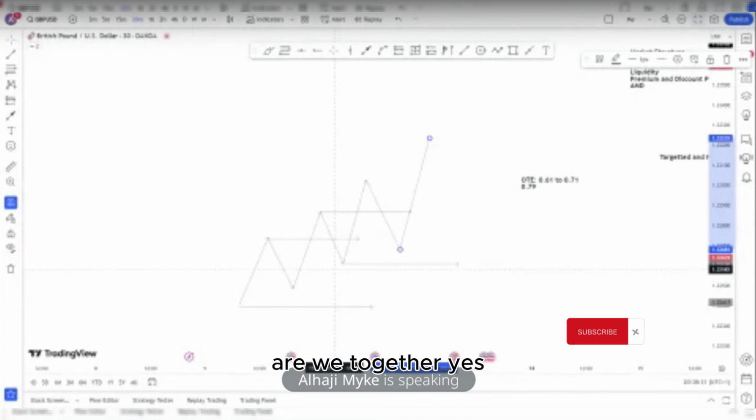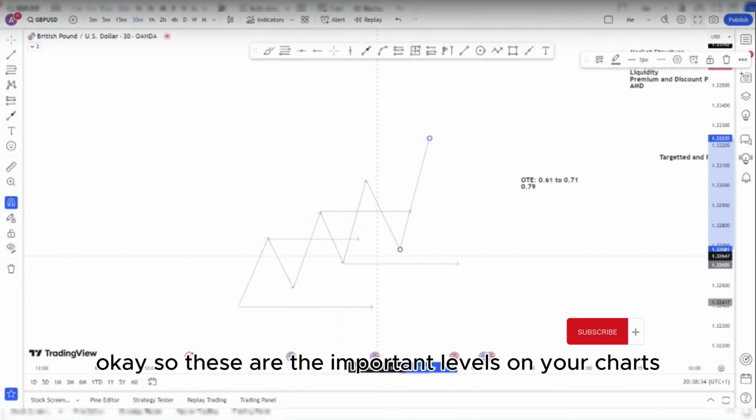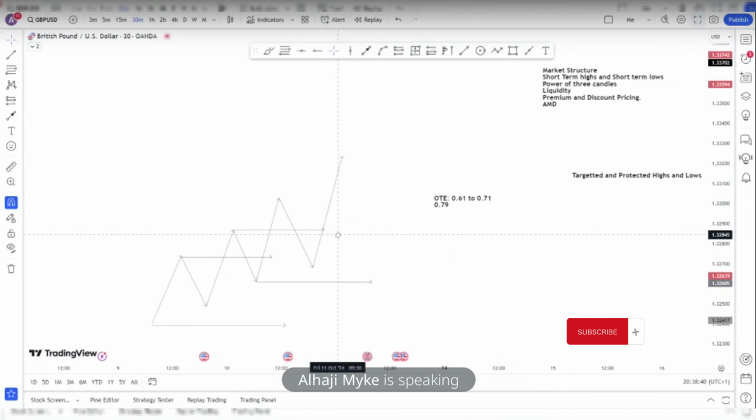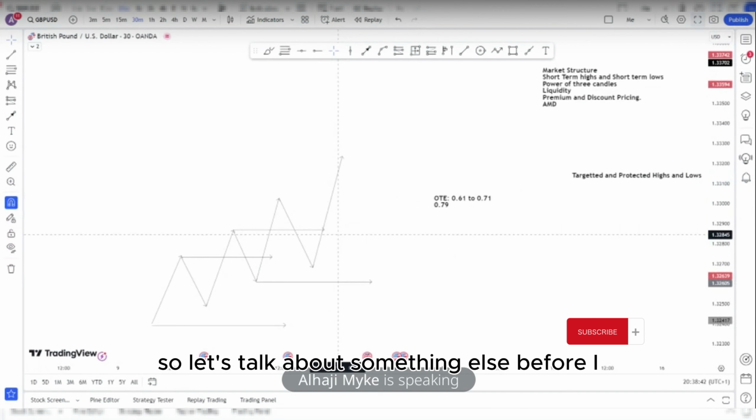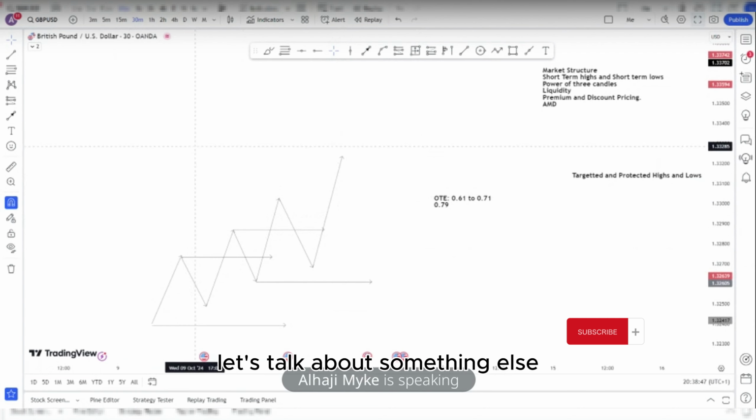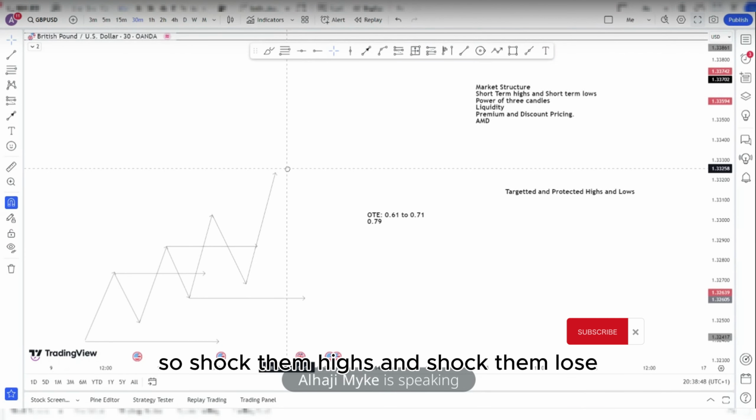Are we together? Yes. Okay, so these are the important levels on your chart in the market structure. Now, I think we still have time, so let's talk about something else. All right, so short-term highs and short-term lows.